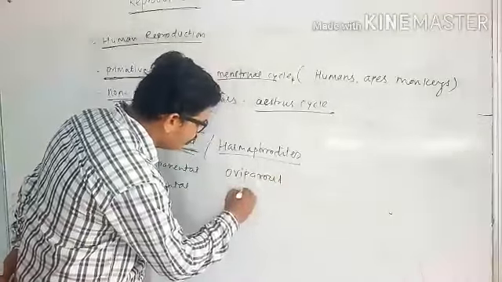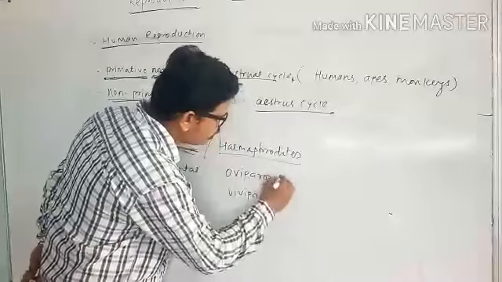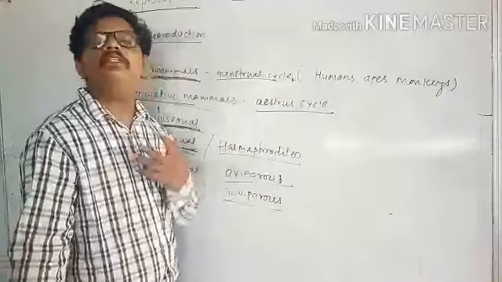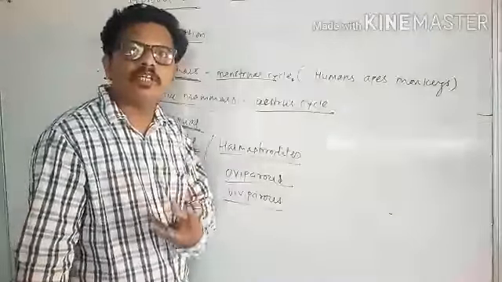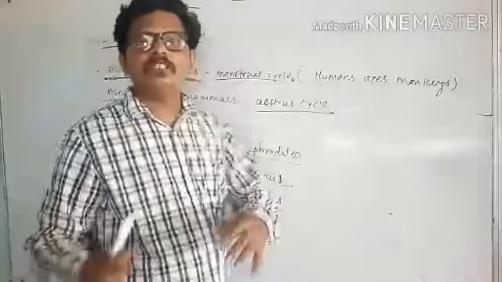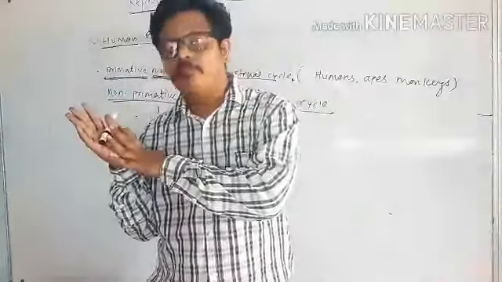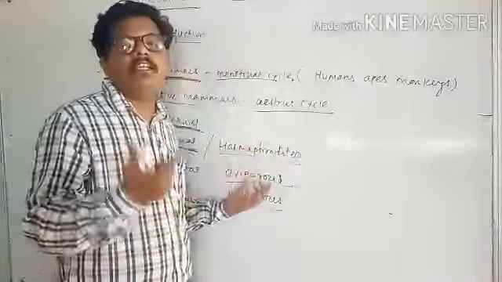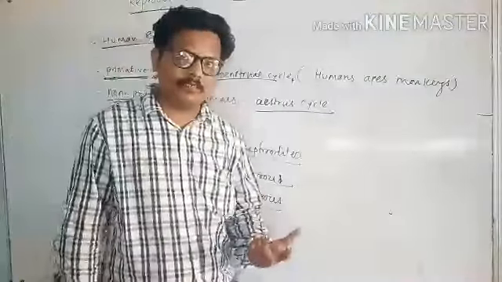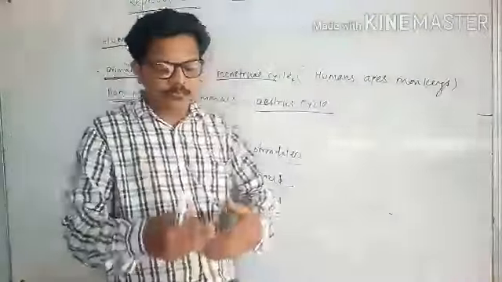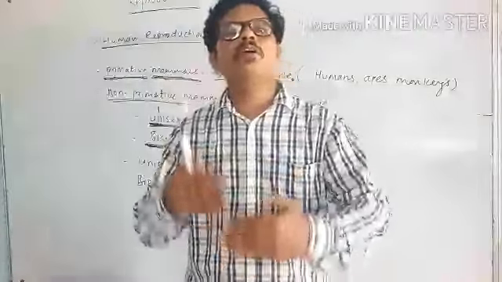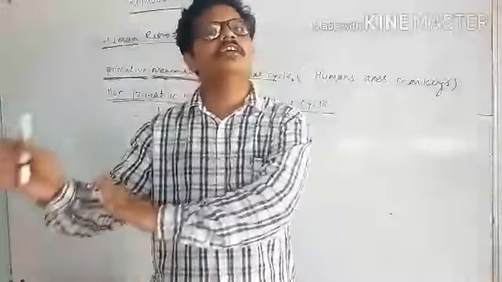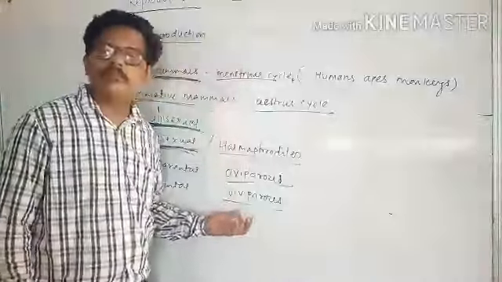oviparous and viviparous. What is the difference between oviparous and viviparous? Ovi means ovum, means egg, oocyte. So animals which lay eggs instead of giving birth to the offspring are called oviparous animals. While viviparous animals means the entire, full development of the offspring takes place inside the body of the mother. Such animals are called viviparous animals.